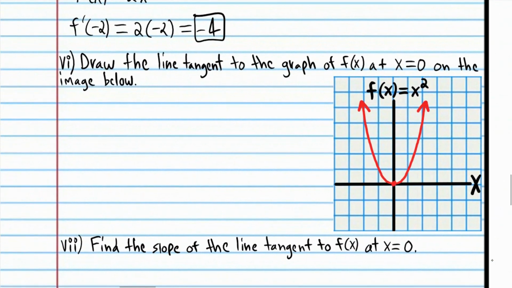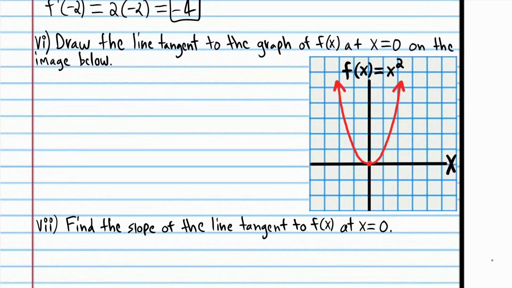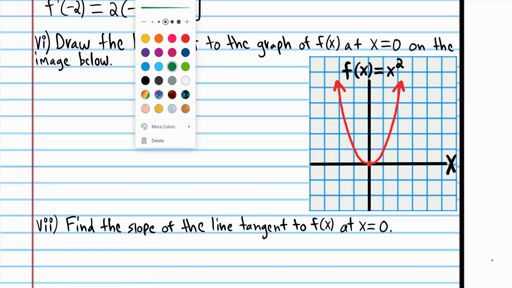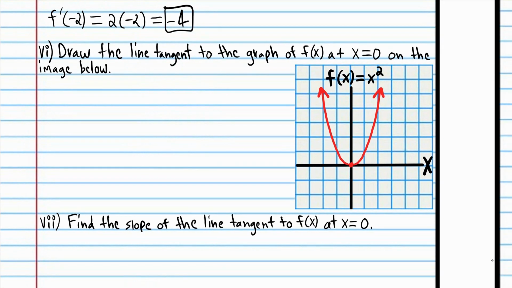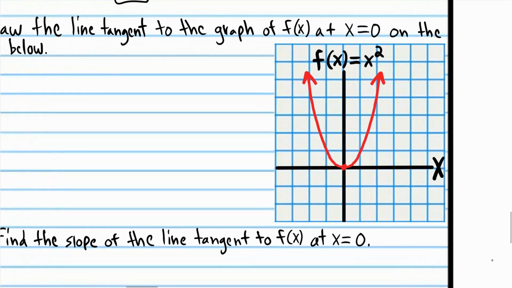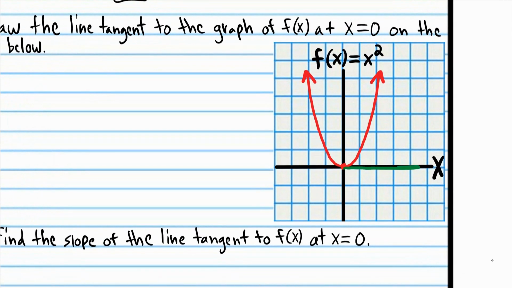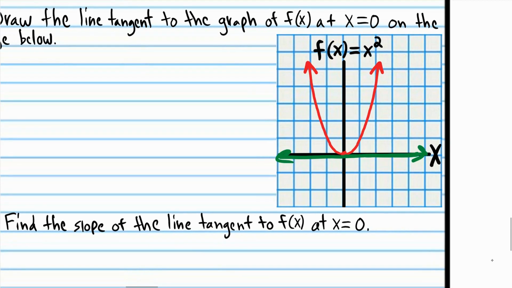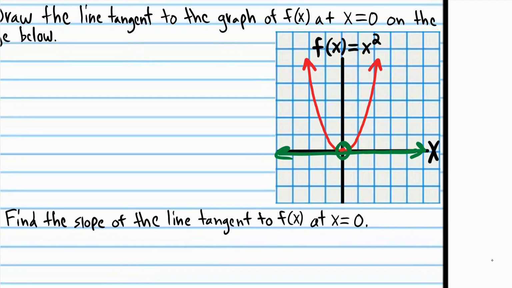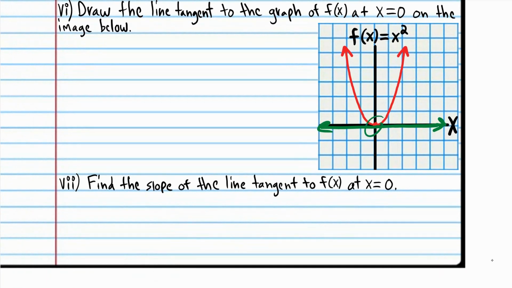So let's do it one more time. Again, we're using the same function. We have this function over here, the f of x equals x squared function. And now we want to draw the line tangent to the graph when x is equal to 0. So that line would actually be flat, because the curve has what we call a minimum value. And so we're talking about this point here. We want to find the instantaneous rate of change of the function at that point, and that instantaneous rate is actually going to be 0 because the slope of the tangent line is 0.